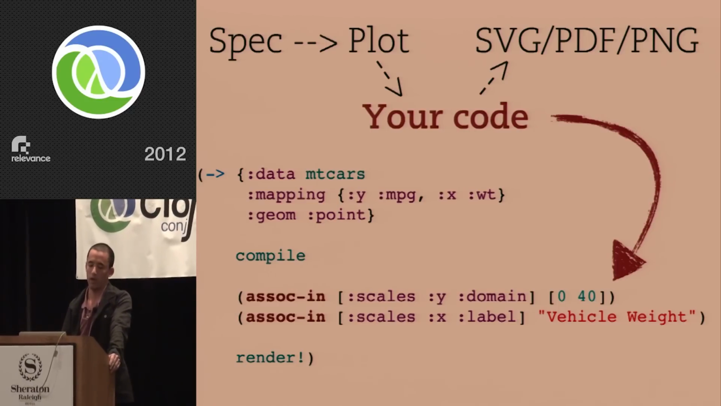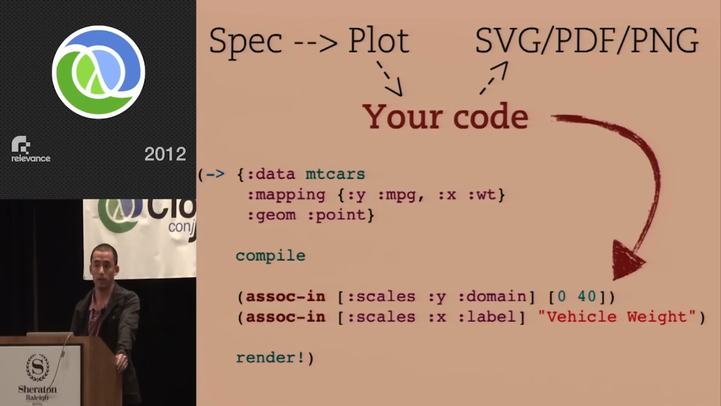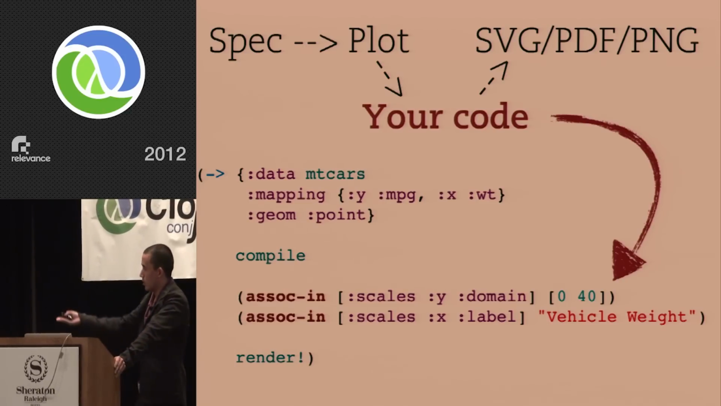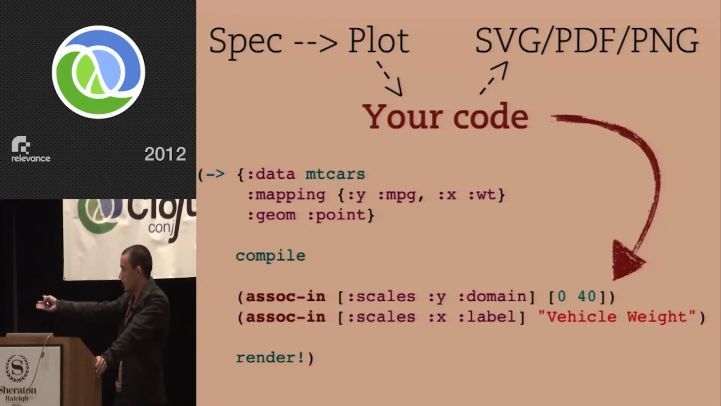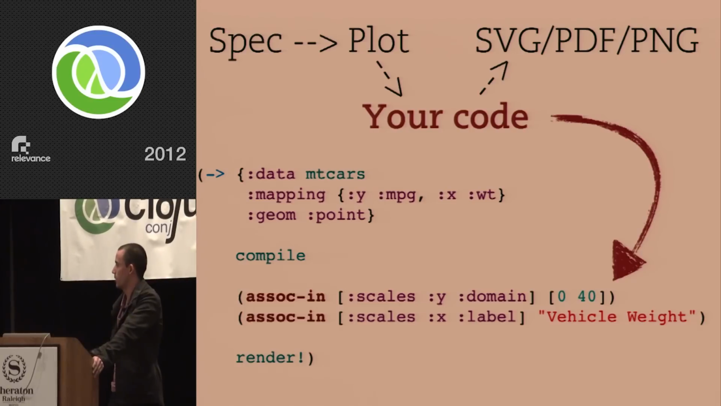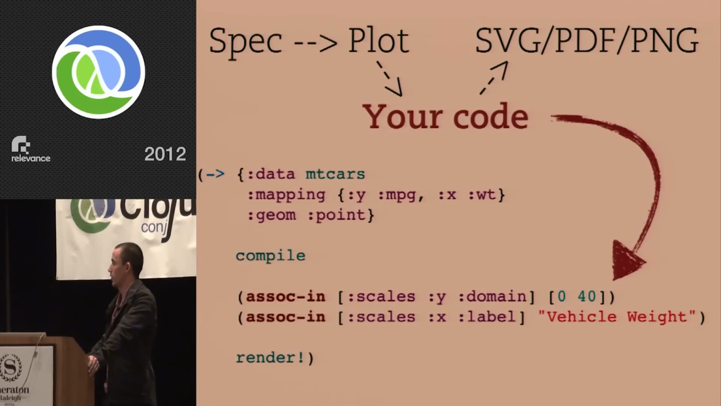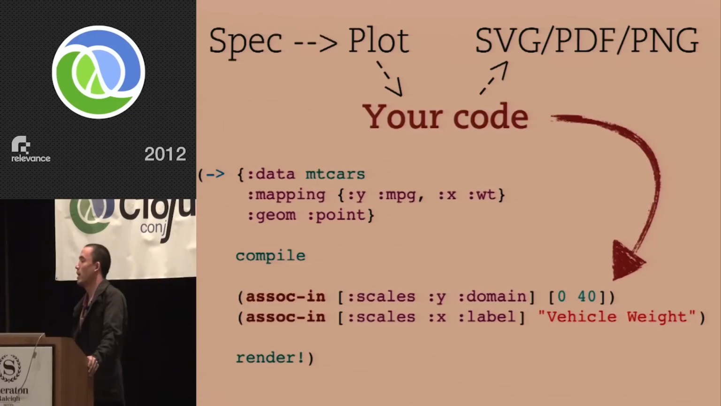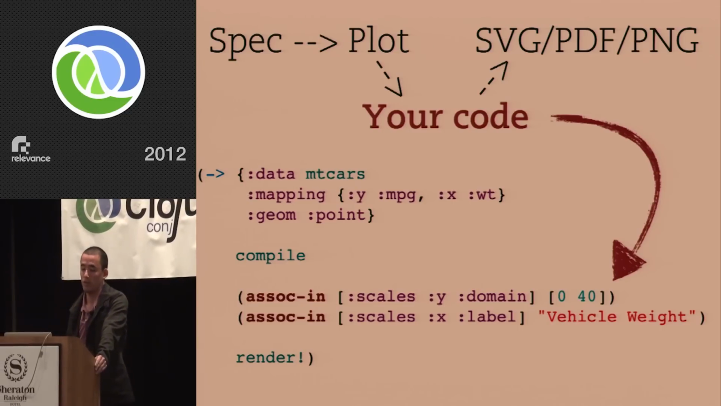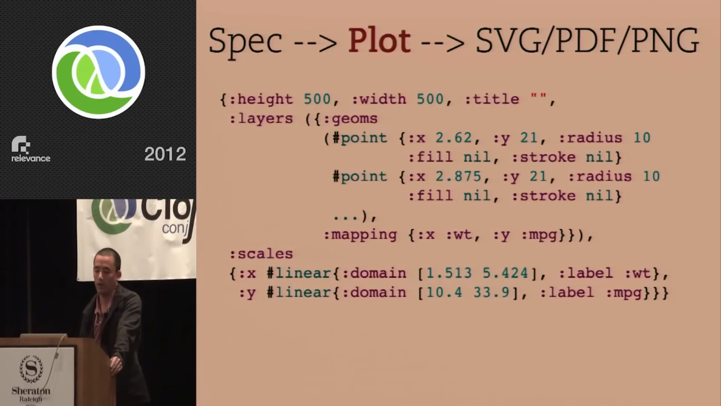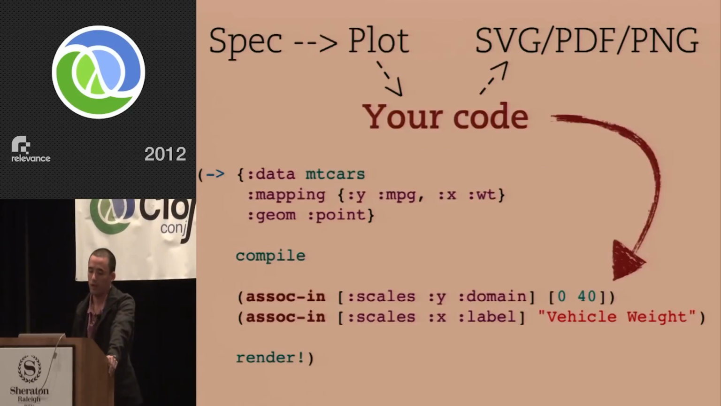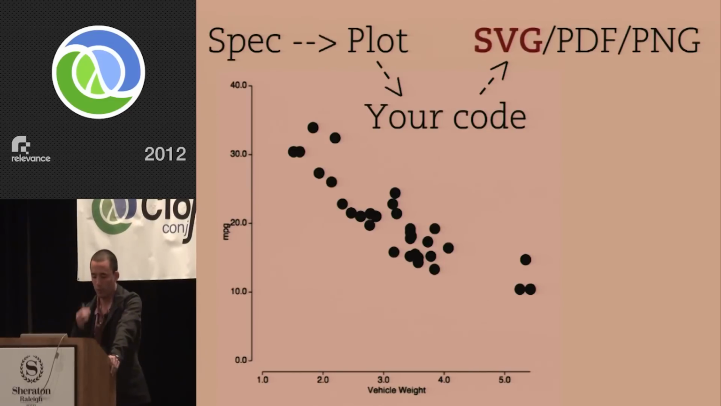So you can say, here's my specification, I want to compile it into this scene graph, and then you can add your own code into this process. You can assoc in and say, I want to update the scale here, so the y-axis, I want it to go from 0 to 40 instead of whatever extent you've calculated automatically from the data, or I want to change the label on stuff. You can do all this very easily because it's just code, right? You just look at this thing and it's very evident. If you want to change the stuff around, you can do it. So that's really powerful.